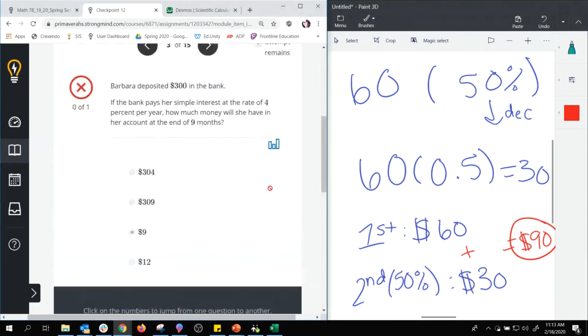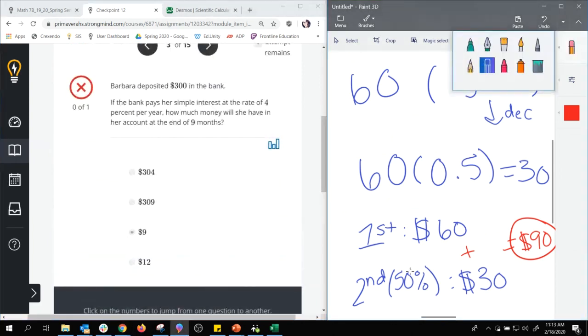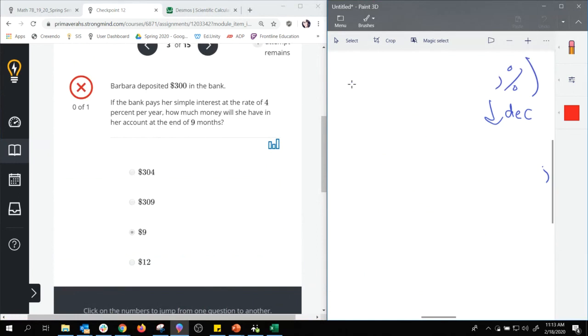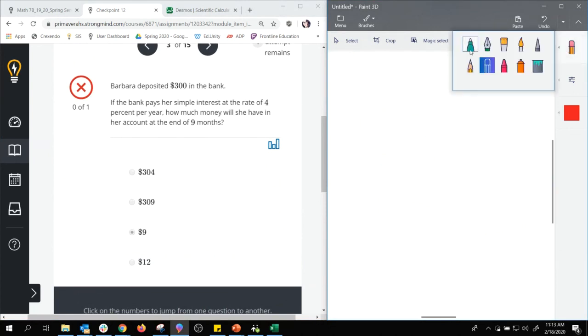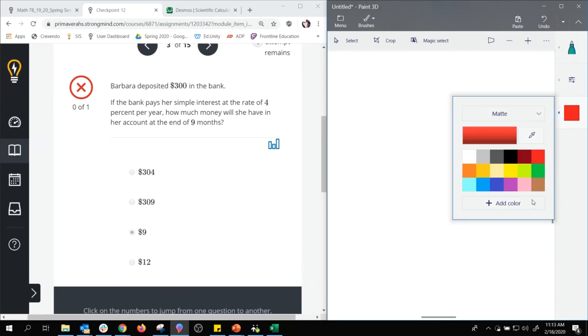Alrighty. Number three. Three says that Barbara deposited $300 into a bank account. If the bank pays her simple interest at the rate of 4% per year, how much will she have in her account at the end of 9 months? So with these ones here, we need to use IPERT.